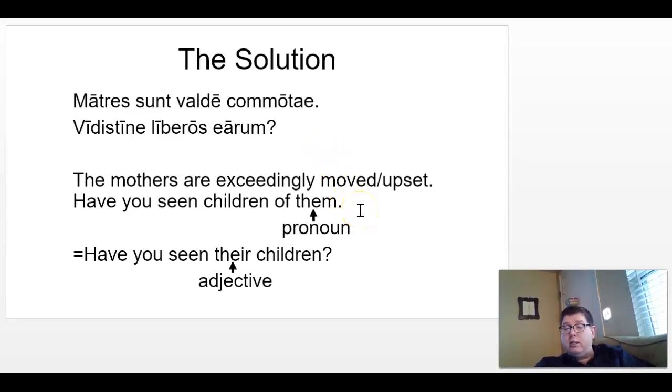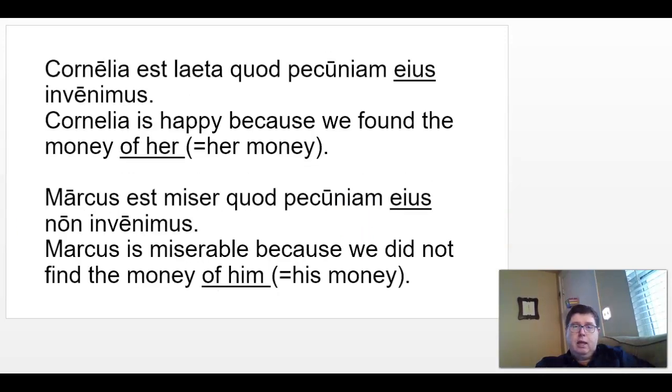Now, of course, if someone were to say, have you seen the children of them, you would probably correct them and say, have you seen their children? Because in English, we want to express that idea with a possessive adjective. But you can see that this conveys the same idea, it's just packaged differently. So let's look at a couple more sentences.